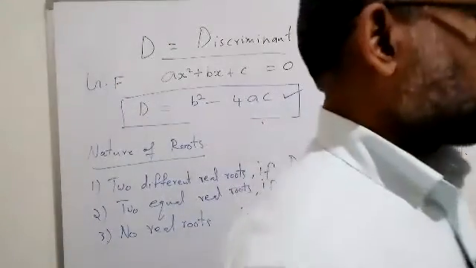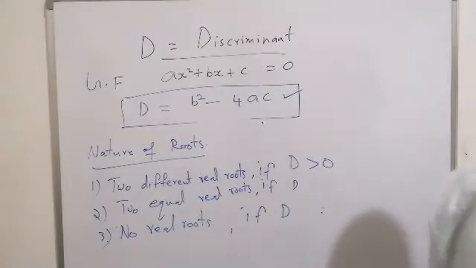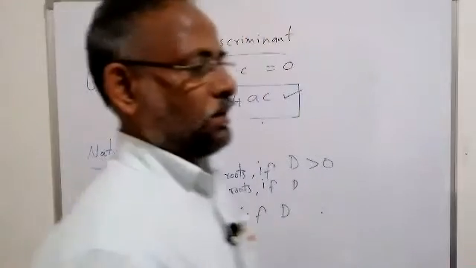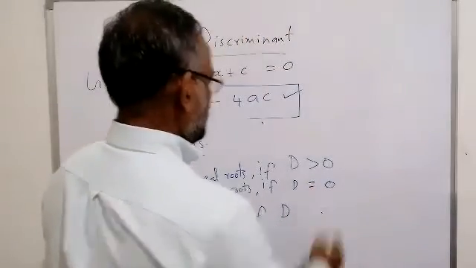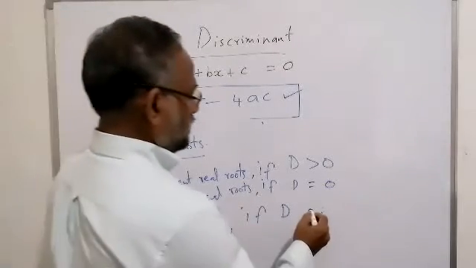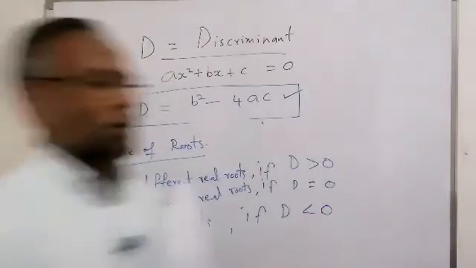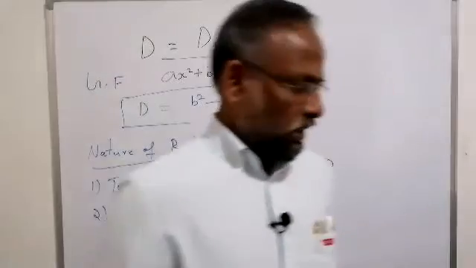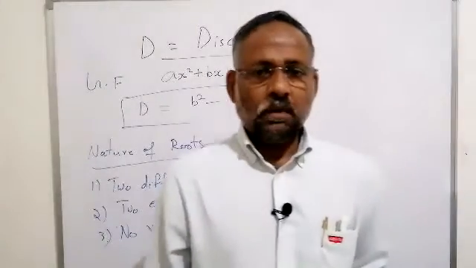A quadratic equation has two different real roots if D is greater than 0, equal roots if D, tell me, if D is equal to 0, no real roots if D is less than 0. Three conditions. Okay. Good, children. You are responding. You are telling the answer. Okay, fine.